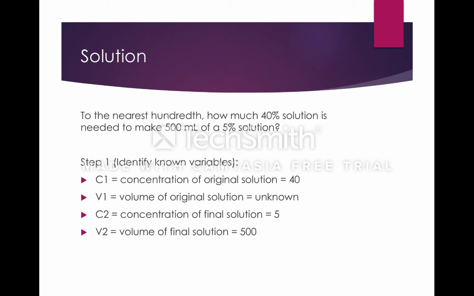So we'll begin by identifying those known variables. C1, the concentration of the original solution, is 40%. V1, our volume of the original solution, we don't know. It's unknown. We want to know how much 40% solution we need. C2, the concentration of the final solution, that is 5. And V2, the volume of the final solution, is 500.